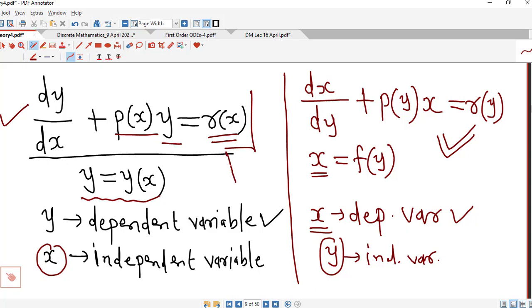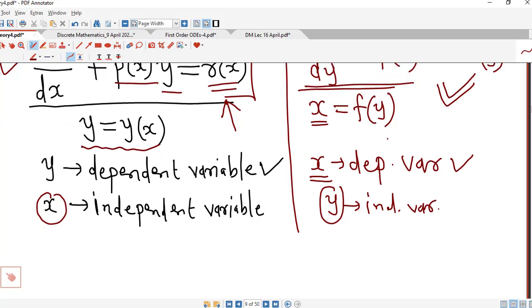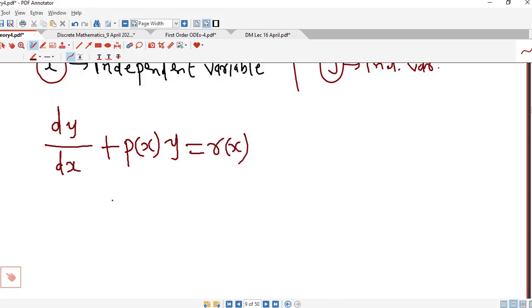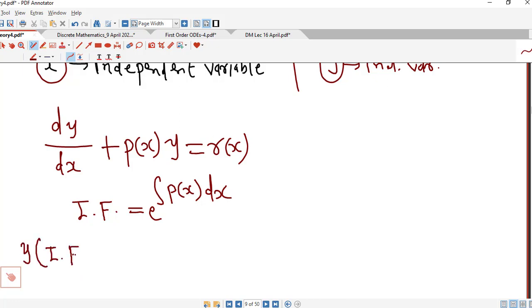If we cannot write our differential equation in this form, then we will try to write it in the other form. And as we know, if our differential equation is in this form, dy by dx plus p(x) into y equal to r(x), we consider the integrating factor equal to e to the power integral of p(x) dx, and the general solution is y into integrating factor equal to integral of r(x) into integrating factor plus c.